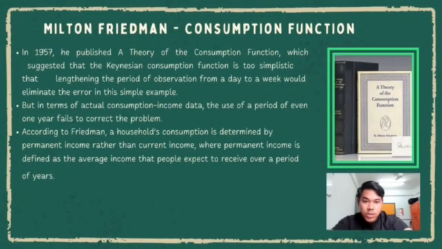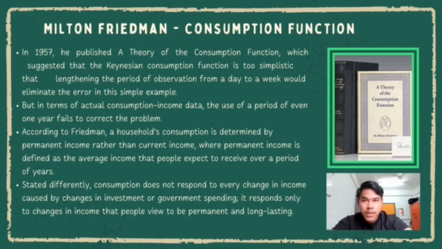Okay, I will continue what my friend presented about Milton Friedman, and I will continue with the consumption function. In 1957, he published A Theory of the Consumption Function, which suggested that the Keynesian consumption function is too simplistic. Lengthening the period of observation from a day to a week would eliminate the error in this example, but in terms of actual consumption and income data, the use of even a period of 1 year fails to correct the problem.